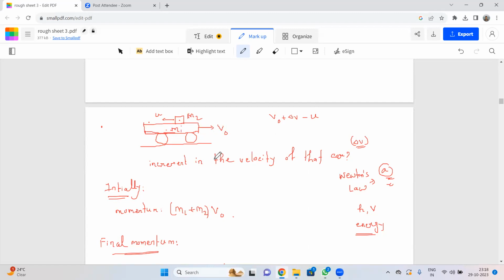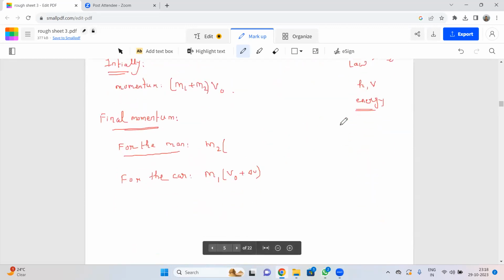Suppose the car is fixed, or suppose the man is running on the floor, then he has only velocity u, right? And as he is moving in the negative x direction, that is going to be minus. But he is on the car, and the car is moving with the velocity v naught plus delta v. So what you can see from the road is that he is moving with the velocity v naught plus delta v minus u. So that's the velocity of the man.